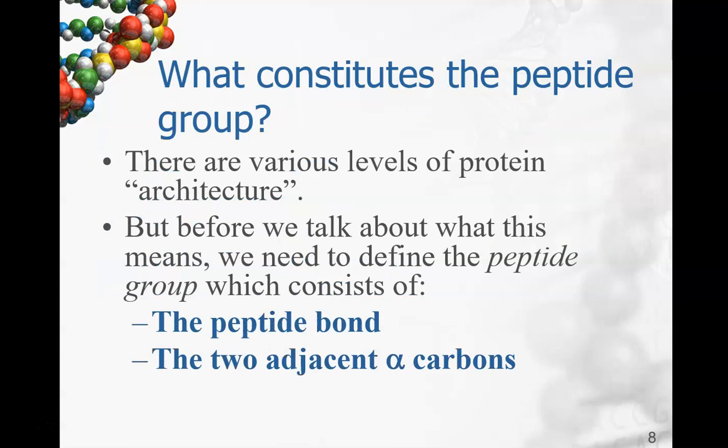So we want to talk about protein structure, but before we do that, we're going to talk about the peptide group. I showed you how to form peptide bonds. But we want to talk about the peptide group because there are various levels of what we call protein architecture. Before we talk about what this means, we have to define the peptide group. The peptide group consists of the peptide bond and the 2 alpha carbons on either side of it.